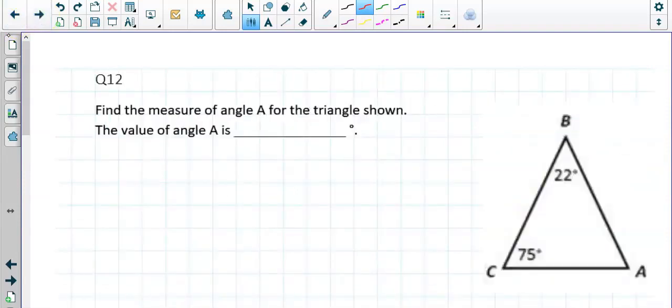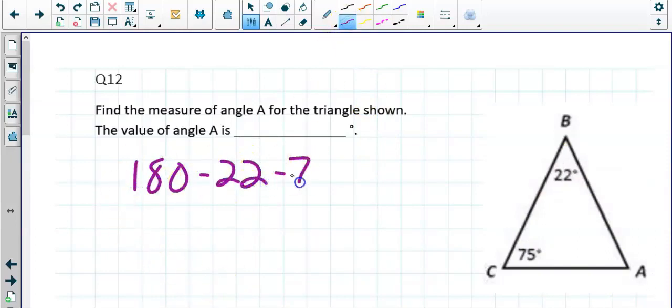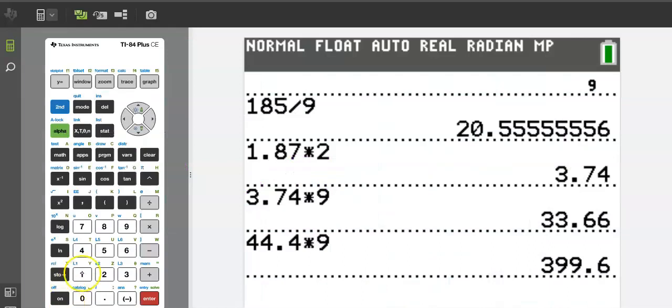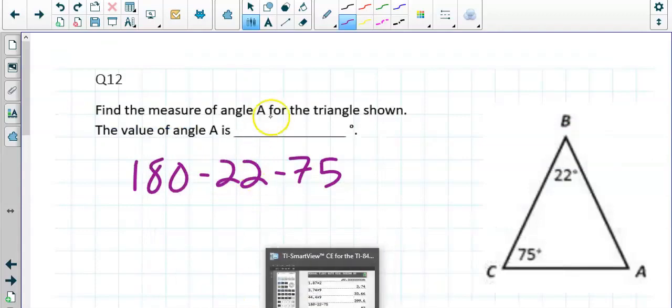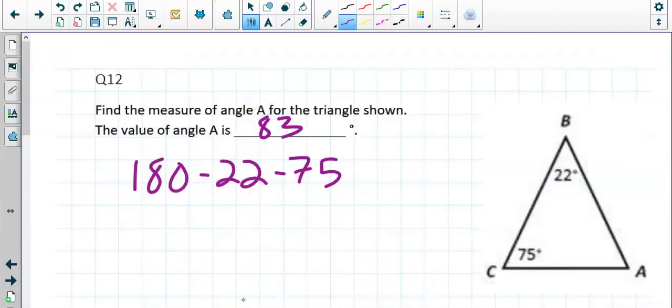So from here, it wants to know what is the measure of angle A. Well, what do all the angles inside a triangle add up to? 180. So all you really need to do is go to your calculator, take 180 minus 22 minus 75, and that tells us our angle. 180 minus 22 minus 75 equals, and there it is, 83 degrees. Perfect. Moving on, and degrees, because I always like to put my label. I know it's there at the end, but that's just the math teacher in me. I provide my own labels.